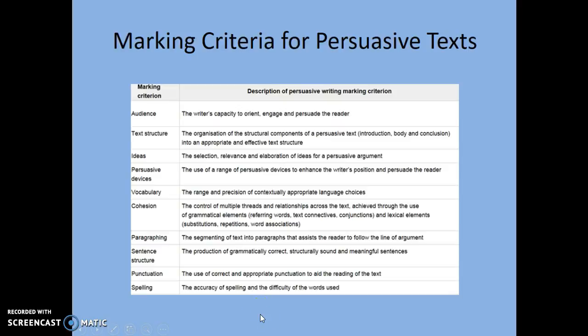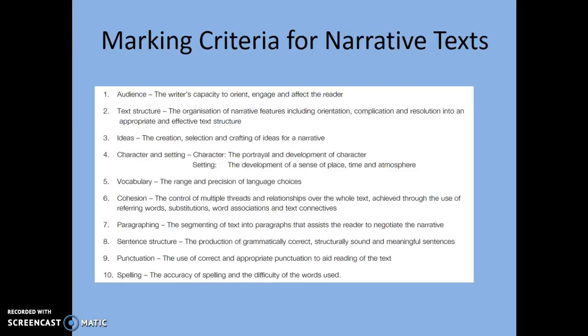So let's now deal with each of the criteria individually. So the first of the criteria is audience. In persuasive texts, it looks at the writer's capacity to orient, engage, and persuade the reader. In narrative texts, it looks at the writer's capacity to orient, engage, and affect the reader. So they're exactly the same there.